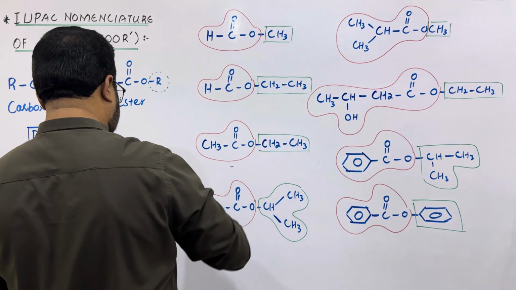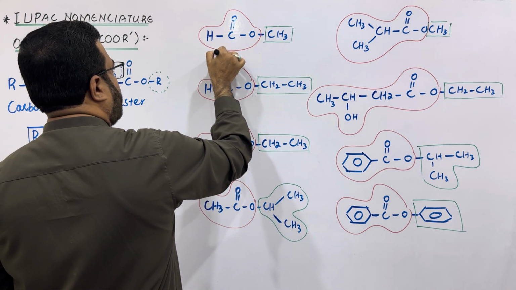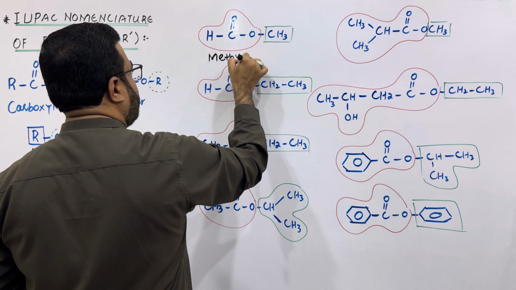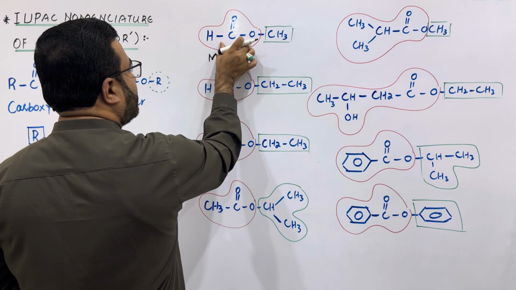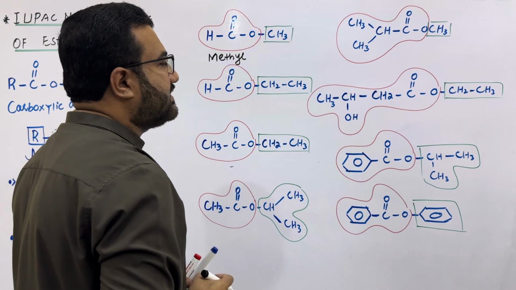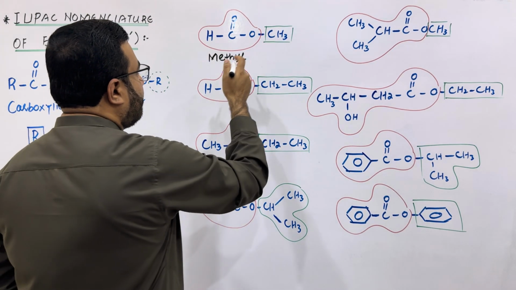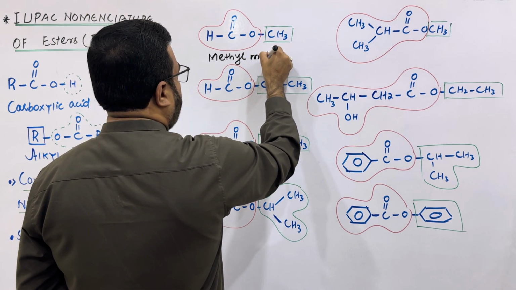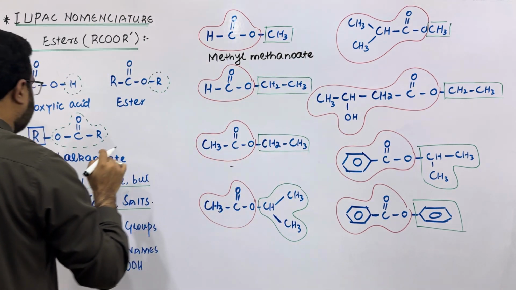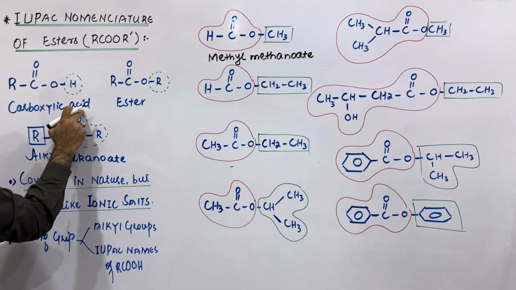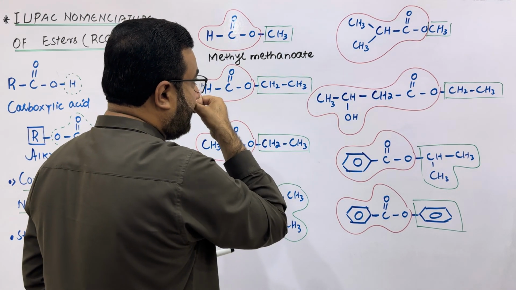That is methyl. It is methyl, the first portion of the name, and this is the portion which is derived from the alkyl group. And you know that the carboxylic acid which contains one carbon atom is called methanoic acid. So it will be methyl methanoate, because the ic of the acid is replaced by, my dear students, ate. So that will be methyl methanoate.